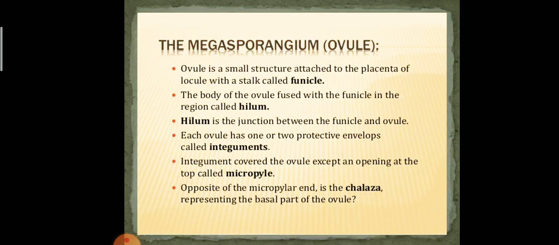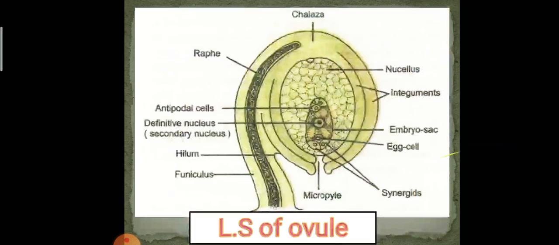Let's discuss the megasporangium, or ovule. A typical ovule consists of only two parts, and with a diagrammatic representation we can clarify all these parts. This is a LS of an ovule. It consists of two parts: one is known as the stalk and the other as the body. The stalk is commonly known as the funiculus, and the body is differentiated into many parts.